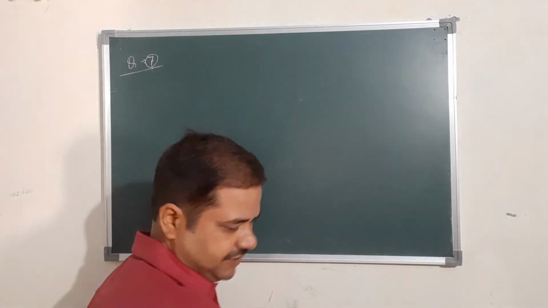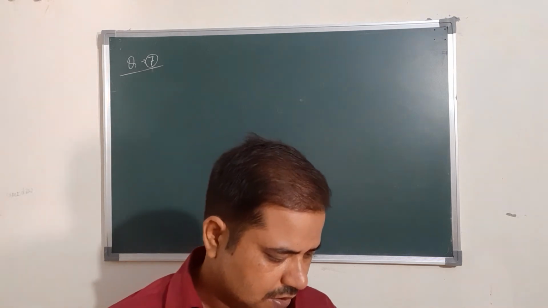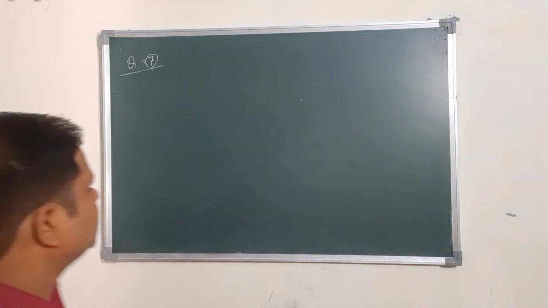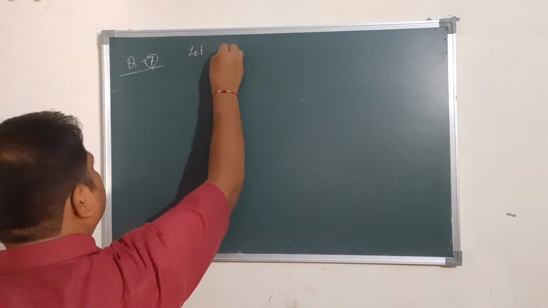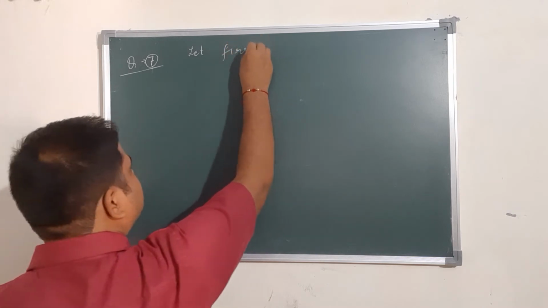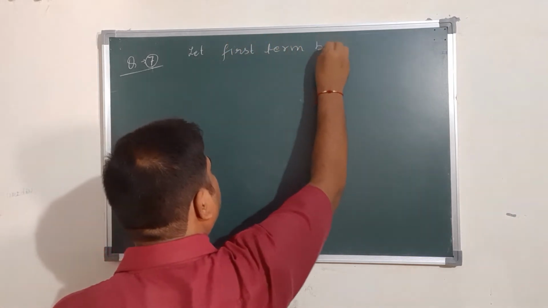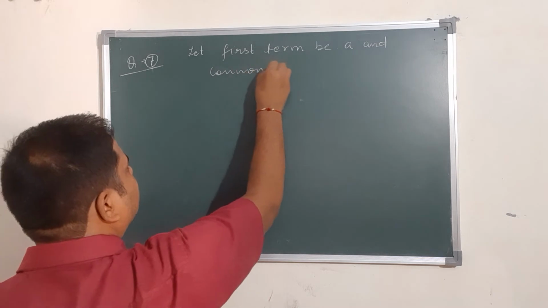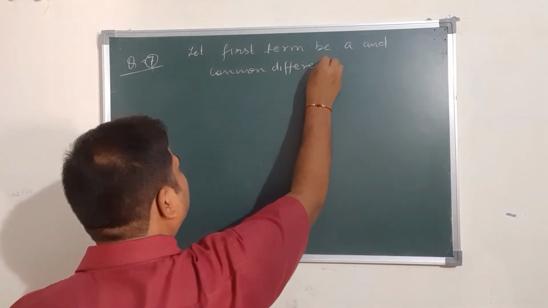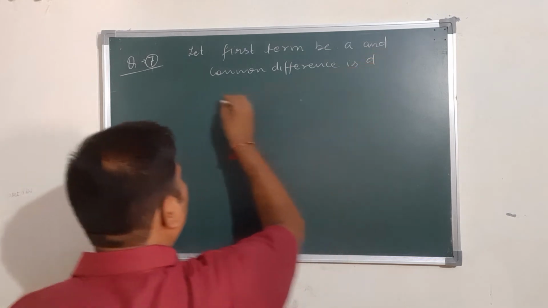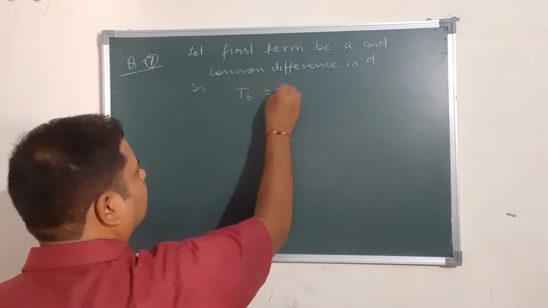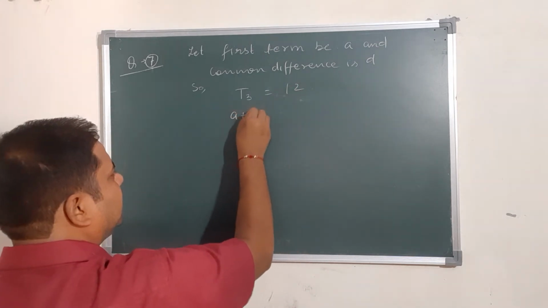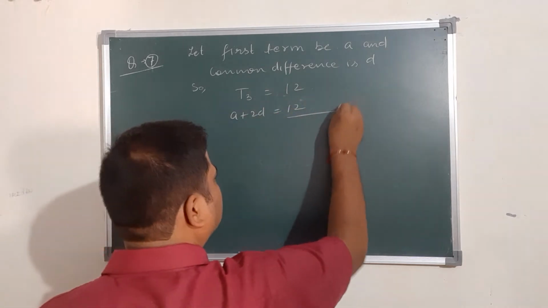The last term is given. It consists of 50 terms, of which the third term is 12. So first of all, let us consider the first term to be A and the common difference to be D. So T3 is equal to A plus 2D. T3 is equal to 12. That means A plus 2D is equal to 12. This is equation number 1.